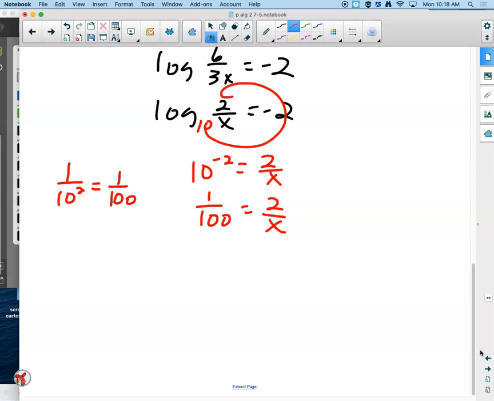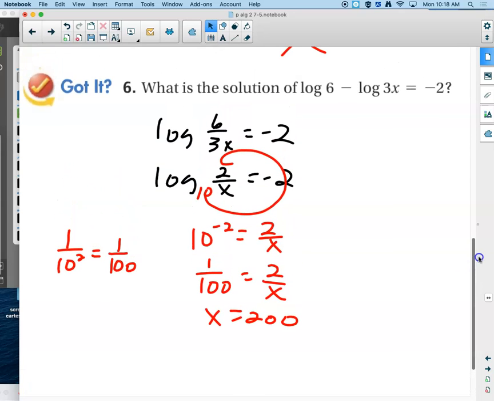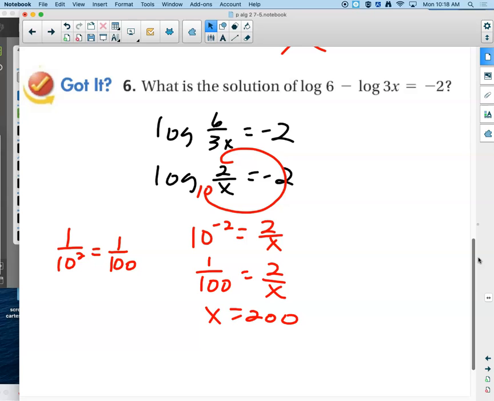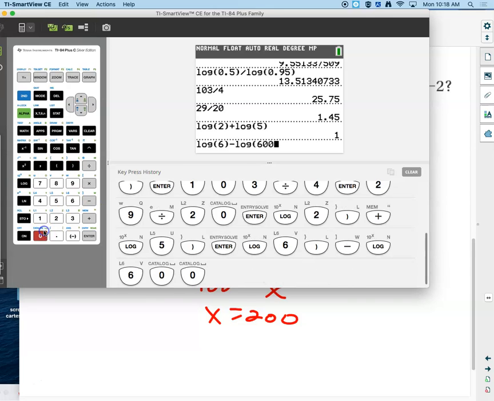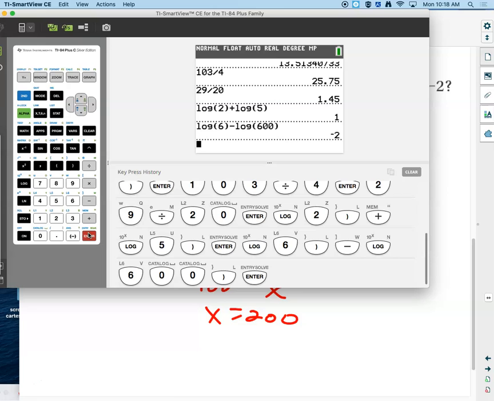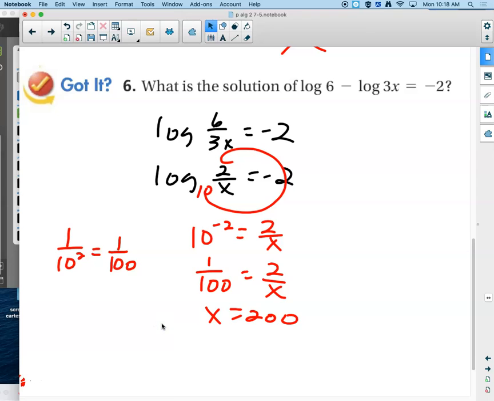Oh, I think we knew a really easy way to solve something that looks like that. What do we do? Yeah, it's a proportion, cross multiply. Now we're feeling good about that answer, but since it was base 10 and we can plug it into the calculator, why not give it a check? So log of 6 minus log of 600. Well, look at that. It's negative 2. And that's what the other side said it was supposed to be. So this one is good.